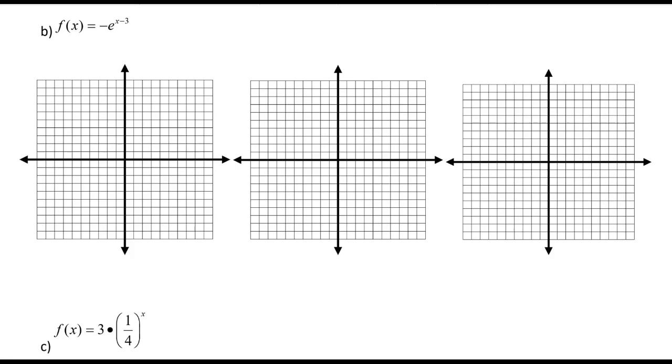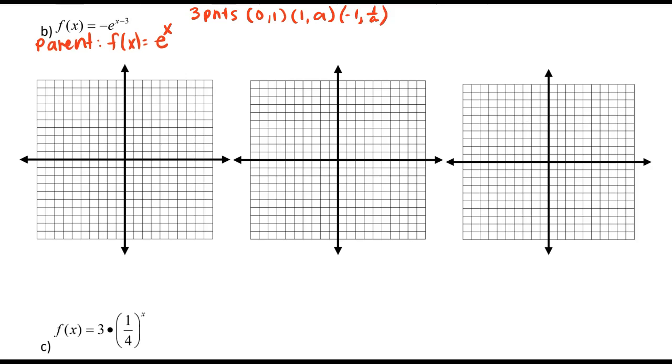All right, example B. This one says f of x equals negative e to the power of x minus 3. So of course we are going to start with the parent. It's going to be f of x equals e to the power of x. So I'm going to remind you the 3 points that we will always use are 0, 1, 1, your base, and negative 1, 1 over your base.